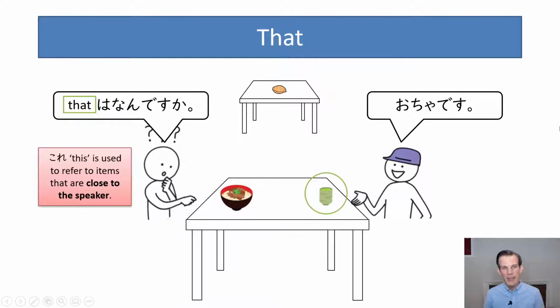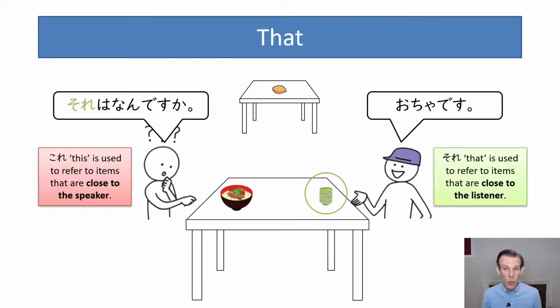Now, what if you're asking next about the thing that's close to your friend, the listener? It's not close to you, it's close to the listener. In English, that would be "that", right? In Japanese, that is sore. So sore wa nan desu ka? Ocha desu. It's green tea, right? So kore, this, for something close to the speaker. Sore, that, for something close to the listener.